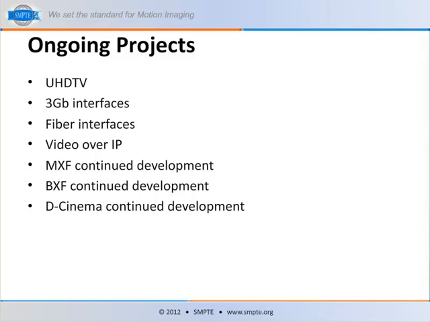We're doing a lot of work with 3 gigabit interfaces and their uses, with various aspects of fiber interfaces, video over IP. We've got 4 documents out already and 2 more in process. MXF, the file format for interchange that was published by SMPTE some years ago, has continually evolved, generally in ways that make it easier for people to use and to clarify ambiguities that turned out in very, very complex standards. But there's continuing work on MXF, and that's making it a more and more versatile platform the more we move forward.